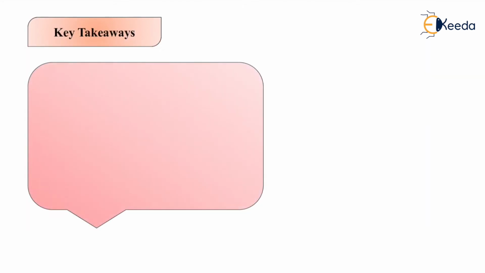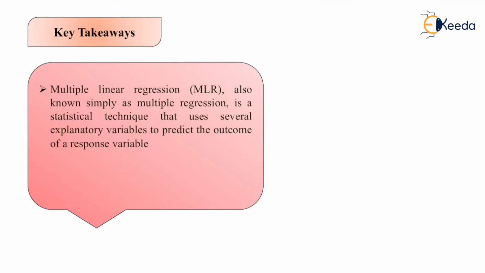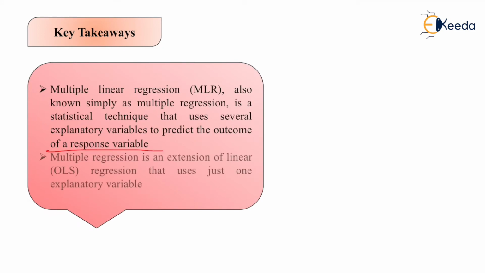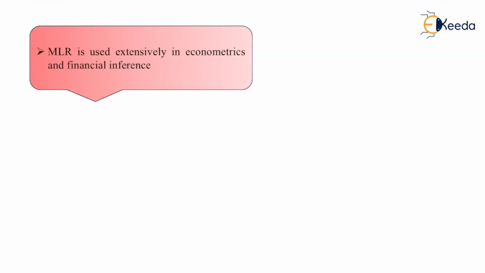Some key takeaways. A multiple linear regression, also known simply as multiple regression, is a statistical technique that uses several explanatory variables to predict the outcome of a response variable. A multiple linear regression is an extension of a linear regression that uses just one explanatory variable. MLR is used extensively in econometrics and financial inference.